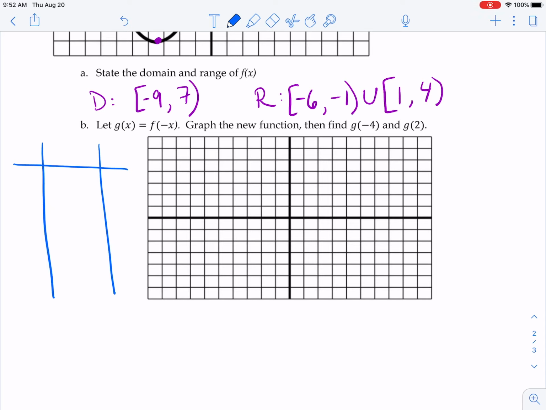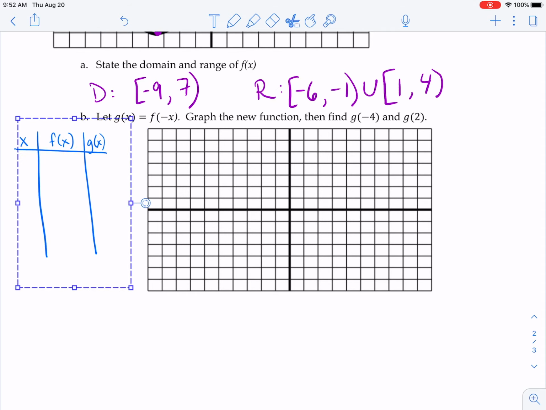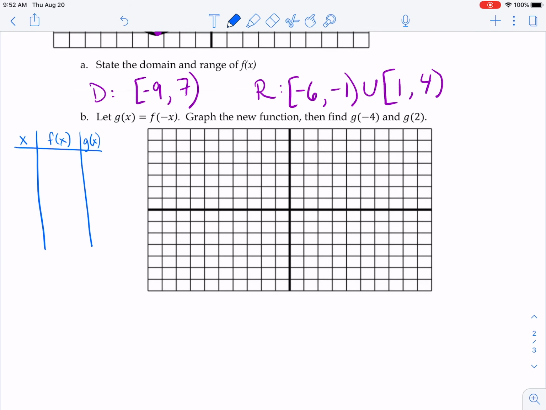What we can do is say, okay, what's my x value? And then what's my f of x value? What's the y value from the original function is what we're going to look for. And then what's my g value? Well, hang on just a second. I wrote too big. Okay, that solves my problem. G of x is equal to f of -x.